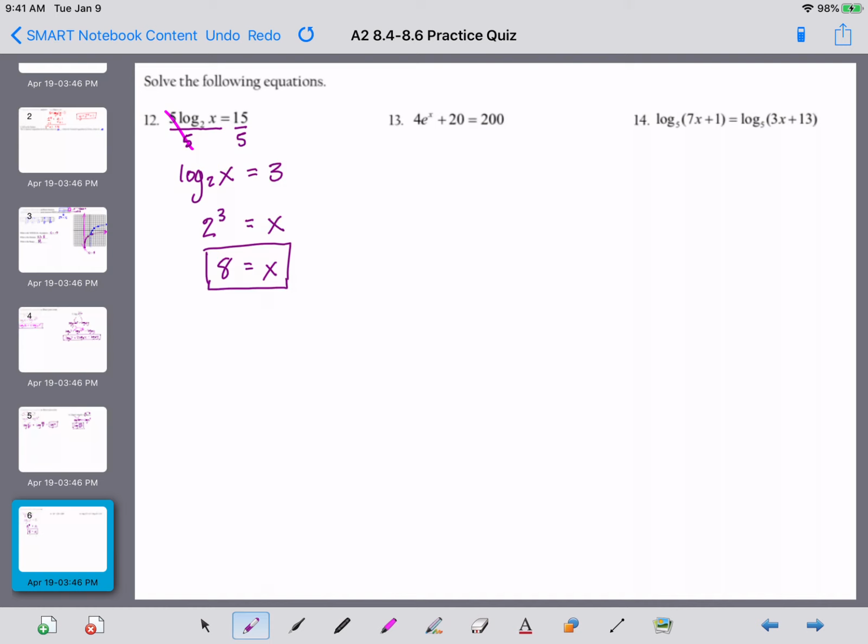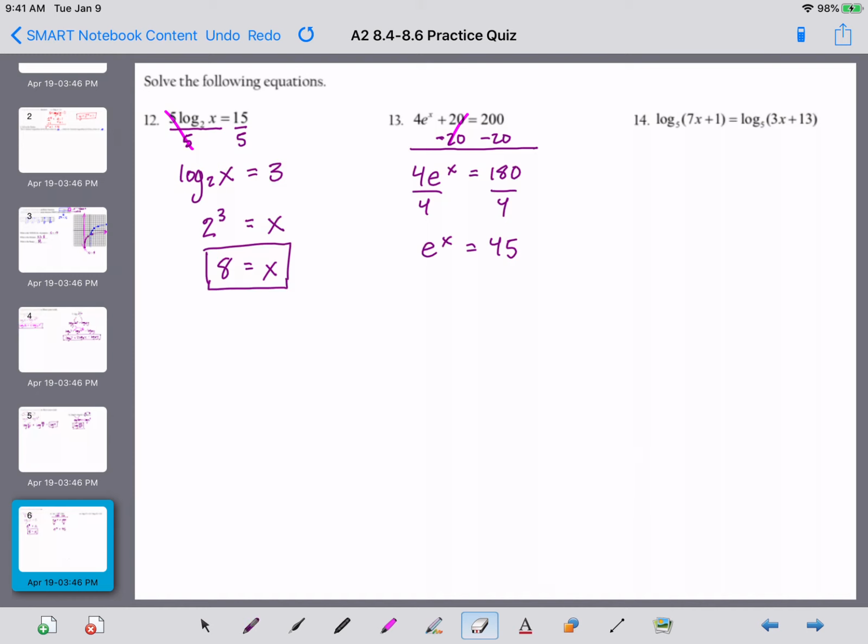All right, we're going to do a pretty similar process in number 13. We're going to have to get this e to the x all by itself first. So let's subtract 20. And then these will cancel. We end up with 4e to the x equals 180. And then if we divide 180 by 4, we get 45. So e to the x equals 45.